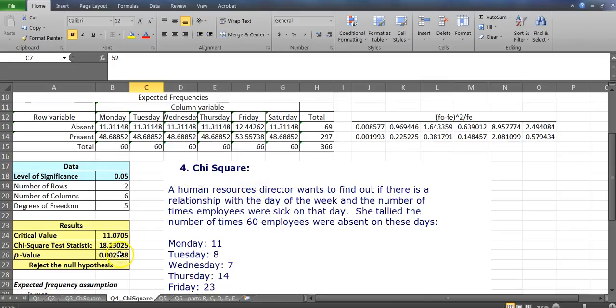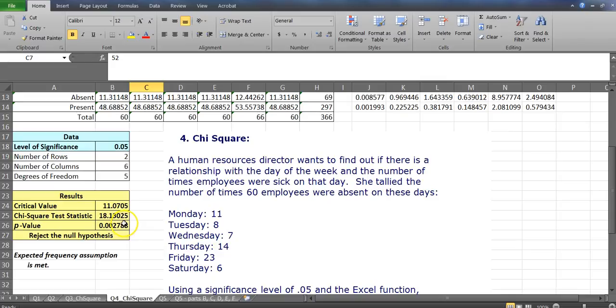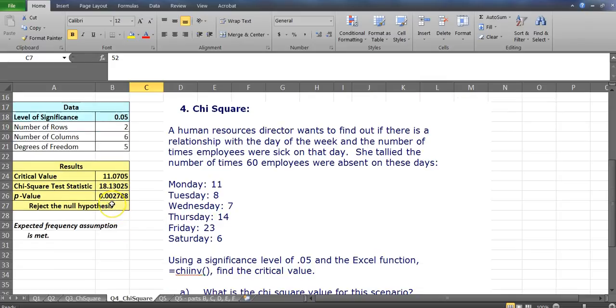You can look at the results here in the yellow box, particularly the p-value. It's 0.002 in this particular example. It's clearly less than 0.01, so you reject the null and accept the alternative hypothesis that there is a relationship.